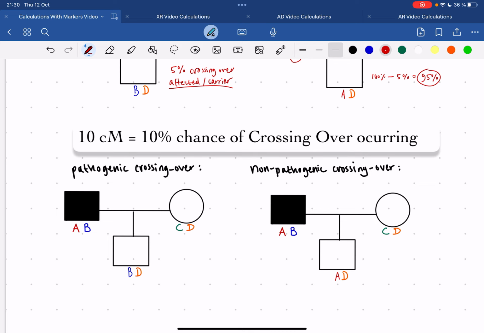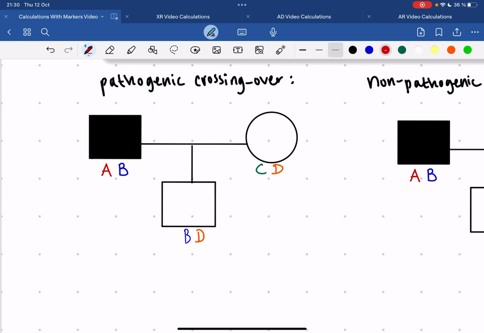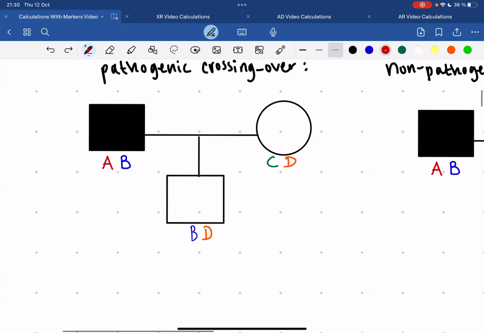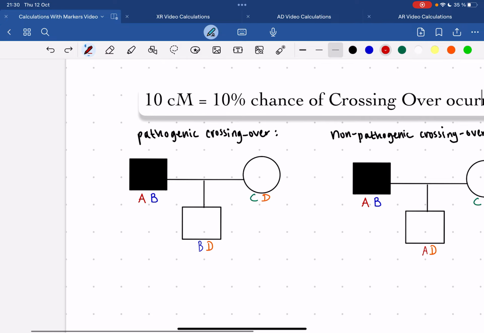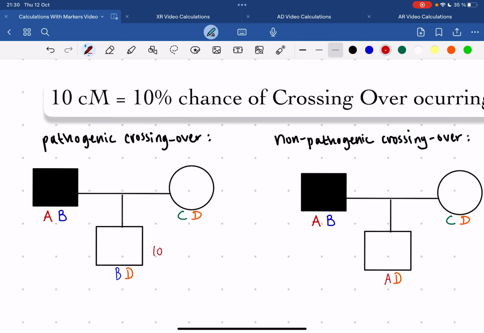Here there's a 10% chance, 10 centimorgans, of crossing over to occur, and it's the same principle. Here there's a chance that this B is actually an A undercover because of the crossing over. So there's a 10% chance in our case here that crossing over has occurred and that this person is either affected or a carrier.